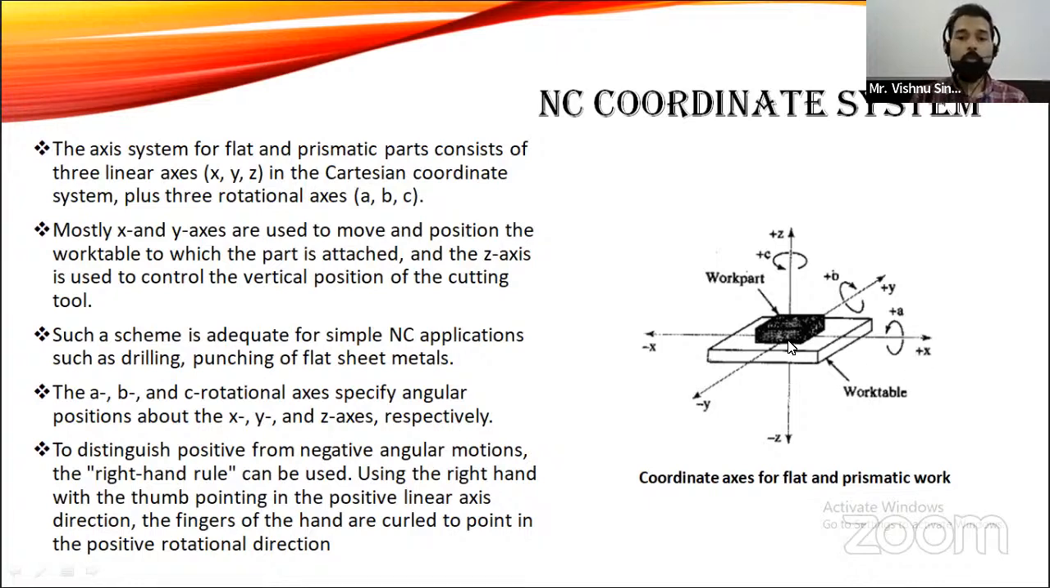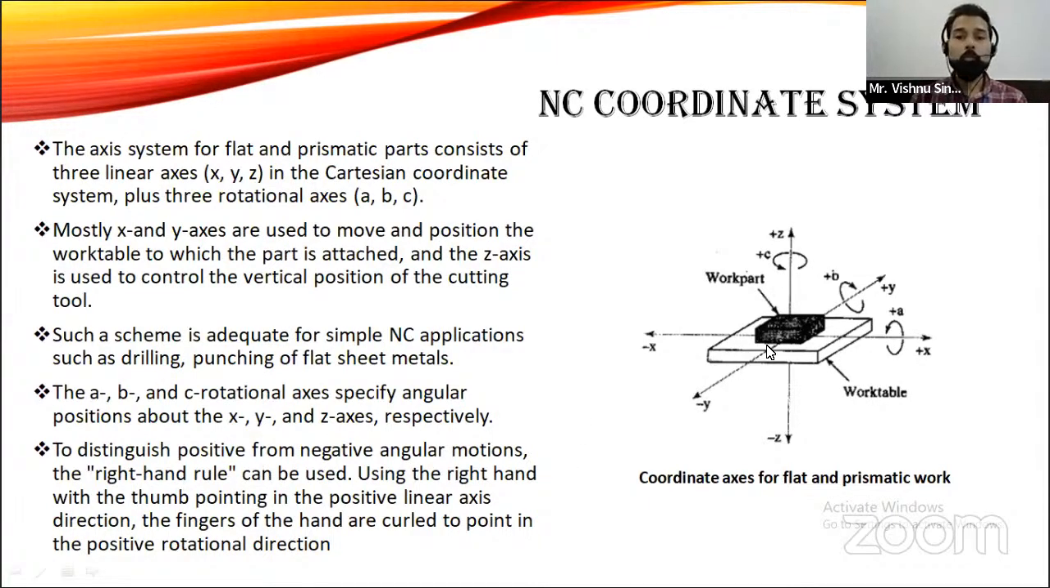If we want to move our workpiece towards the left hand side or right hand side, then we have to specify the coordinates in the x-axis. If we want to move our workpiece towards the column of our NC machine or away from the column of our NC machine, then we specify those coordinates in the y-axis.